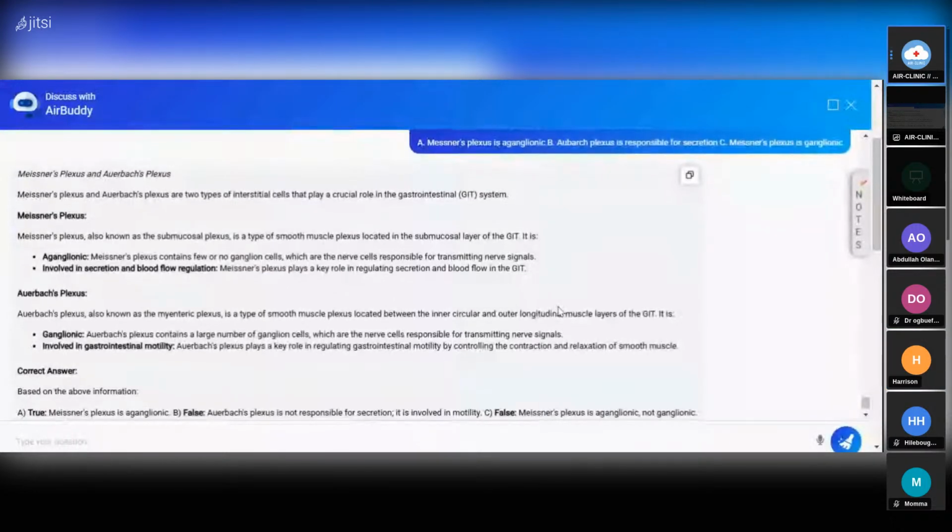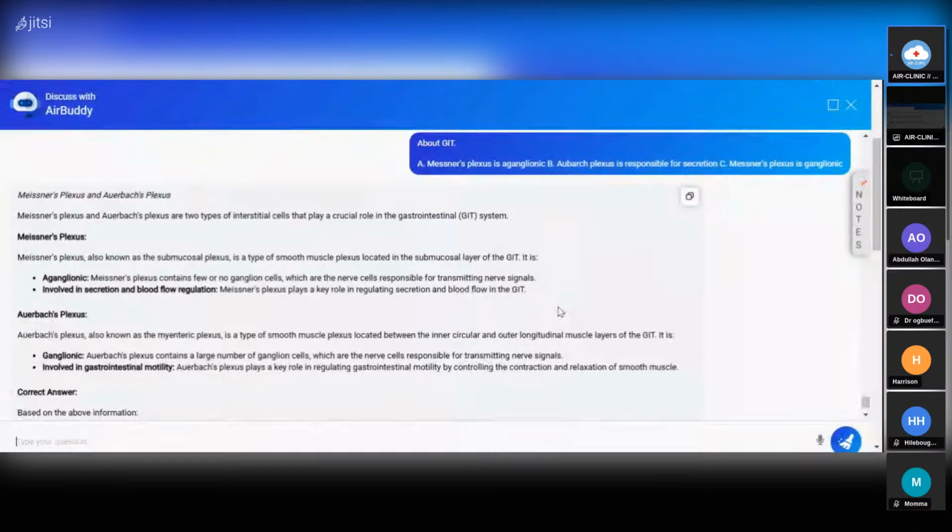We said there are two types of plexuses: Meissner's plexus and the myenteric plexus. Another name for the myenteric plexus is Auerbach's plexus. It's inside the muscle, which makes sense that it's more likely to have ganglia, and it is involved in contraction, so it controls contraction and relaxation of smooth muscles. But the one that is submucosal, which is Meissner's plexus, is aganglionic and is involved in secretion.